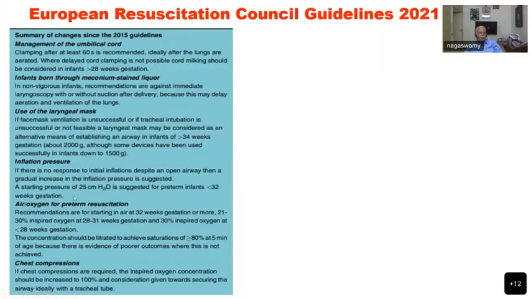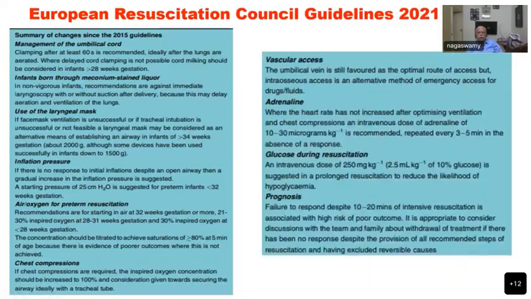The inflation pressure maximum should be 25 to 30, especially in preterm babies. And 100% oxygen is not recommended; use air or oxygen 21 to 30%. When chest compressions are required, inspired oxygen can be 100% for a very short period, not for long periods. And for vascular access, usually you choose the umbilical vein over other areas. Adrenaline, glucose, and observation of prognosis are very important.